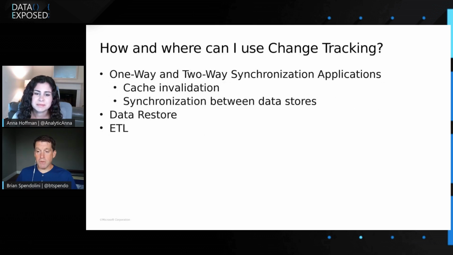Now, going to use cases, when and where would you use this? One of the big use cases we have is one-way and two-way synchronization of applications. If you have an application such as a caching tier, or an application that caches certain data, this is great because you can link it to change tracking and only pull out the changes that you need, rather than taking the whole table or refreshing the table every time. For two-way synchronous applications, maybe like a disconnected application.